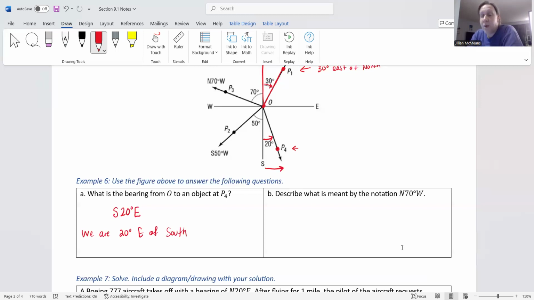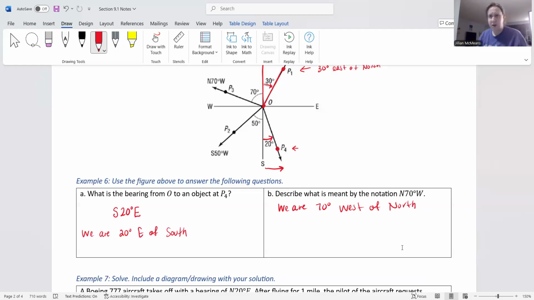Okay, now part B says describe what is meant by the notation north 70 degrees west. Well, this just means we are 70 degrees west of north in relation to that point O. So you kind of have to have like this origin.